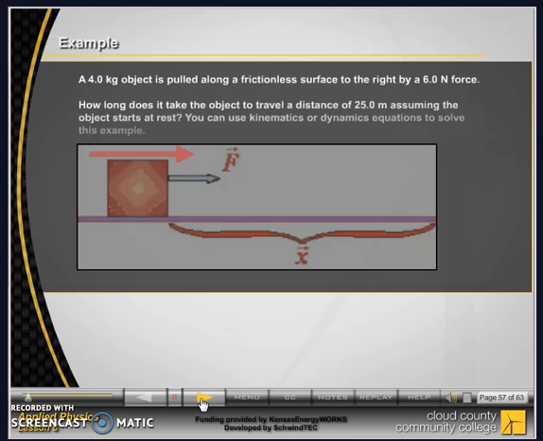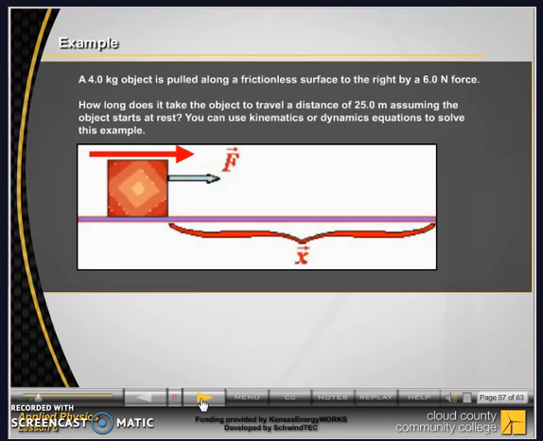A 4-kilogram object is pulled along a frictionless surface to the right by a 6-Newton force. How long does it take the object to travel a distance of 25 meters, assuming the object starts at rest? You can use kinematics or dynamics equations to solve this example.